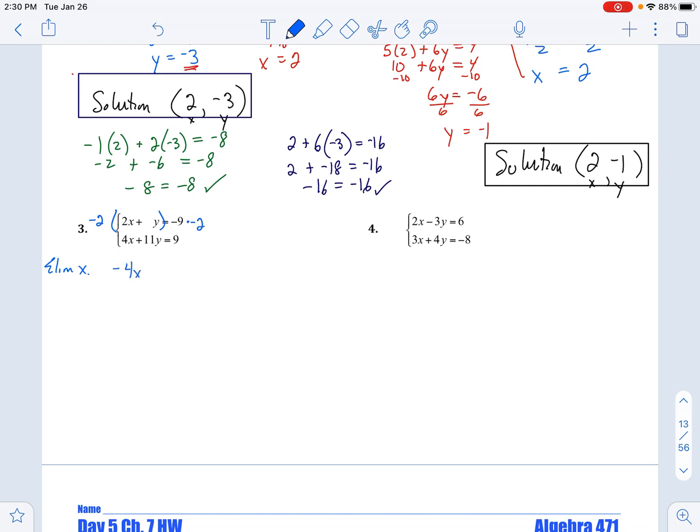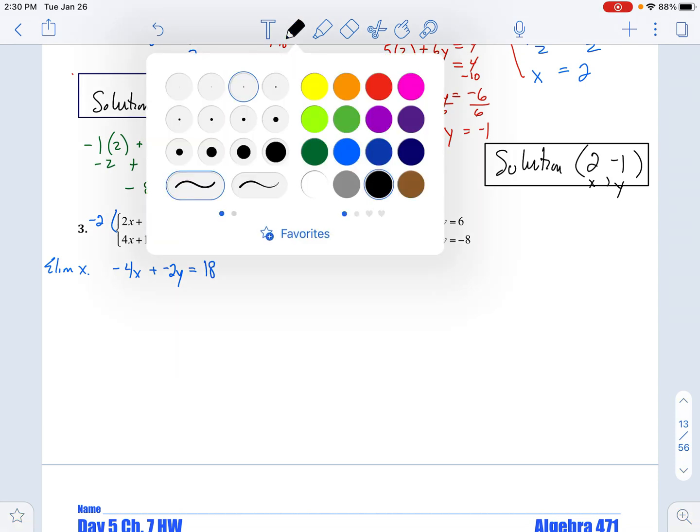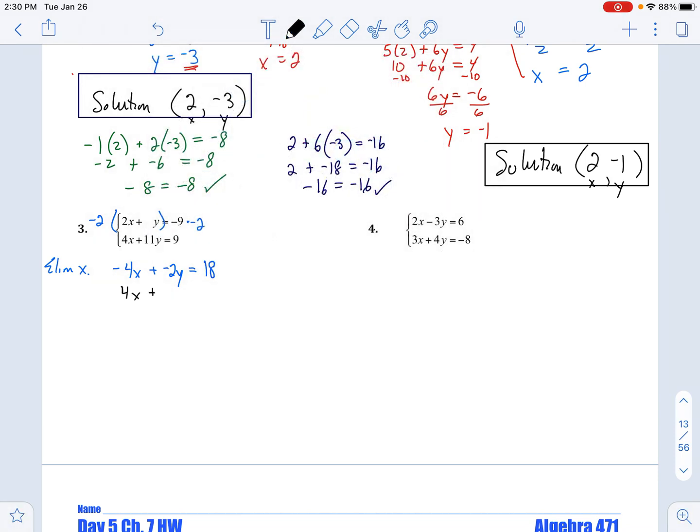So let's rewrite the top equation. That's -4x plus -2y is equal to -9 times -2, which is positive 18. I'm going to leave the second equation as is. I'm going to add those two equations together. As I do that, I eliminate the x's, and I get 9y is equal to 27. Divide by 9, y is 3.